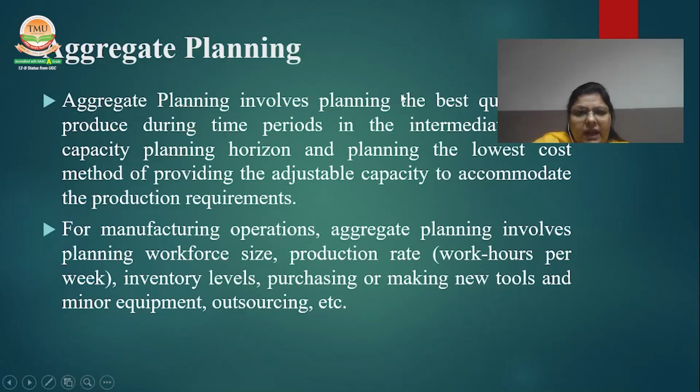how many new tools will come into your production unit. So basically, aggregate planning involves planning the best quantity to produce during the time period in the intermediate range capacity planning horizon, and planning at the lowest cost methods for providing adjustable capacity to accommodate the production requirement. So it is clear that each and every aspect is related to aggregate planning. We have to consider all the points here.